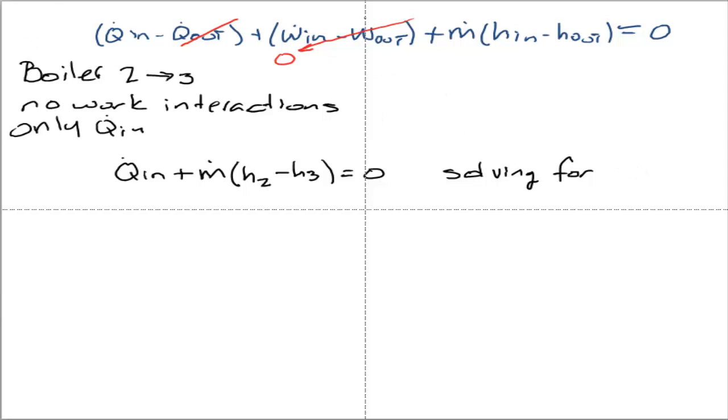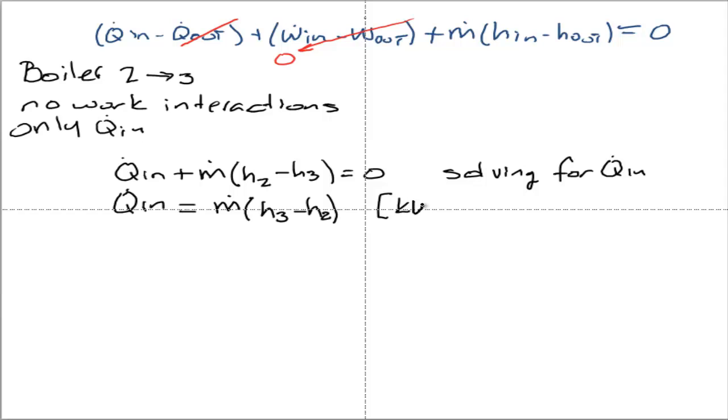So Q in will be equal to the mass flow rate that we have in our system times the enthalpy difference. And please be aware that the mass flow rate that we are taking in this system is exactly the same mass flow rate that we have in the pump, because we are talking about the closed system.